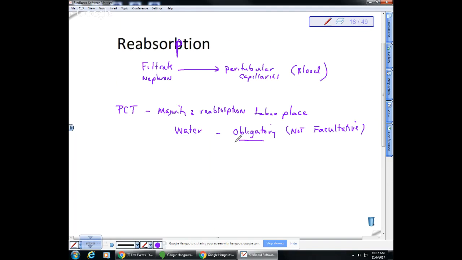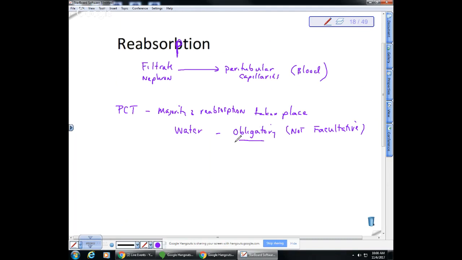So facultative, we're going to talk about that. That is where, for example, if you're out in the desert and you don't drink water, your body is going to conserve water. So more water is going to be reabsorbed, and that does not take place in the PCT, but rather that takes place later on in the collecting ducts. And we'll talk about the antidiuretic hormone that accommodates that type of water conservation.